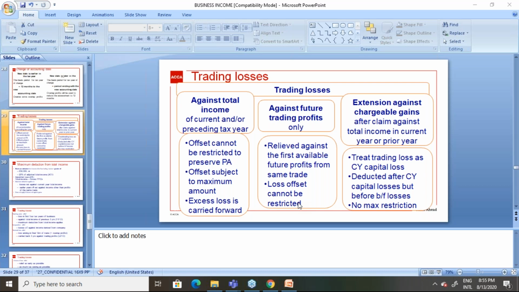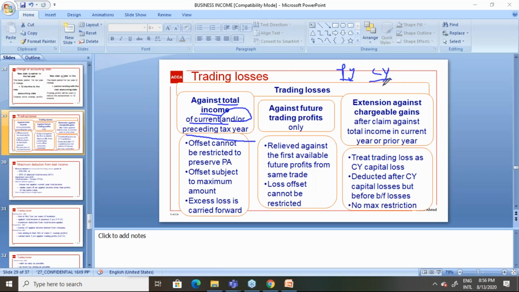But in addition to that, as an ongoing business, there's another special relief available. That is, if you want, you can set off your trading loss against the current year and or the previous year total income. Without carrying forward, if you want, you can set off your trading loss against total income of the current year and or the previous year. So when you're doing that, you can decide whether you want to set it off against the current year or the previous year.